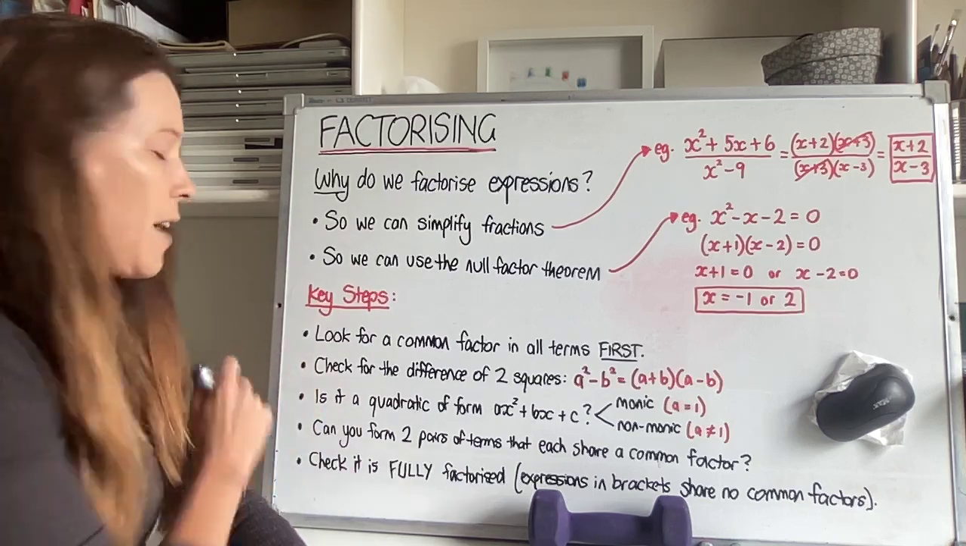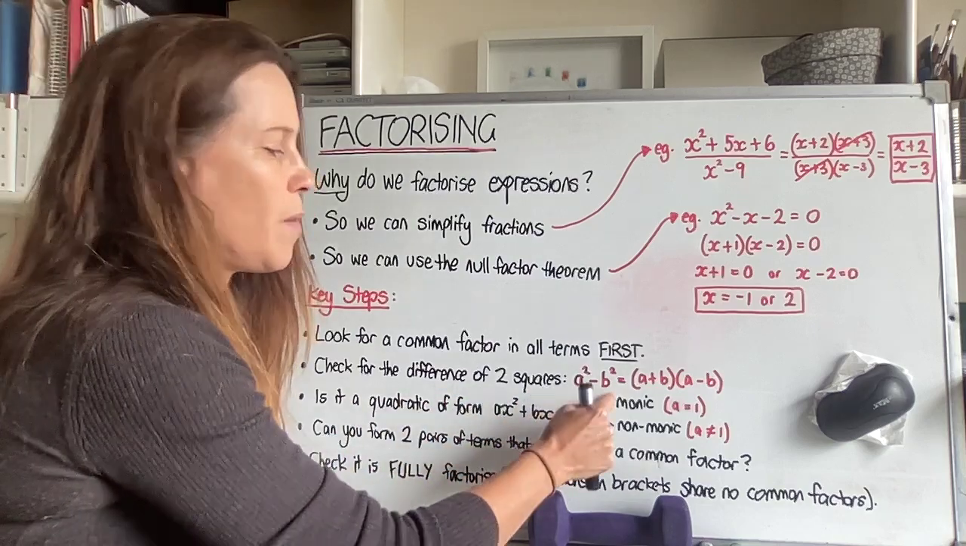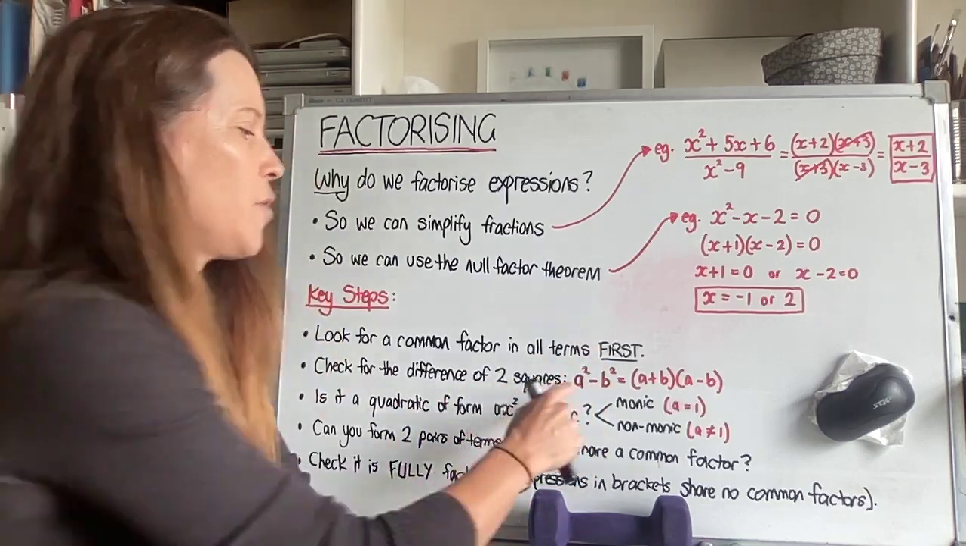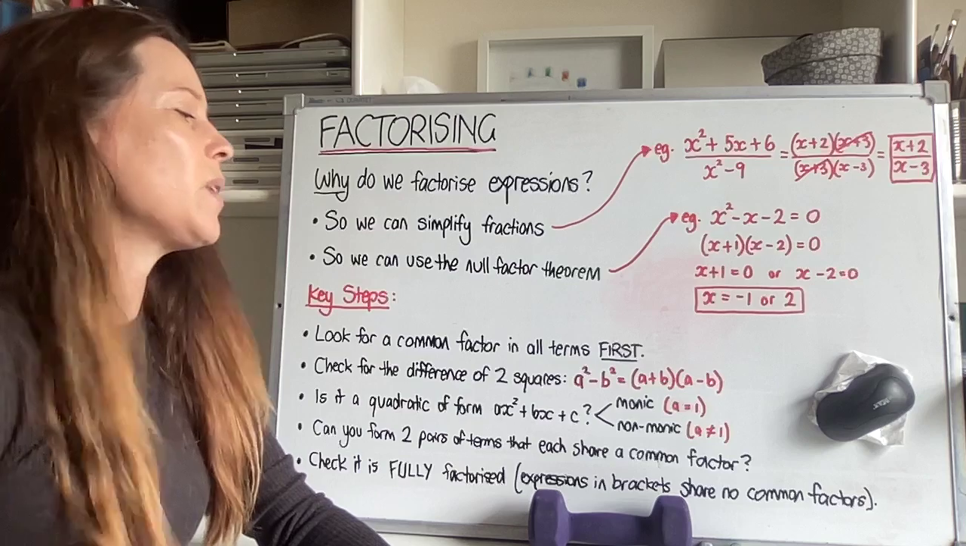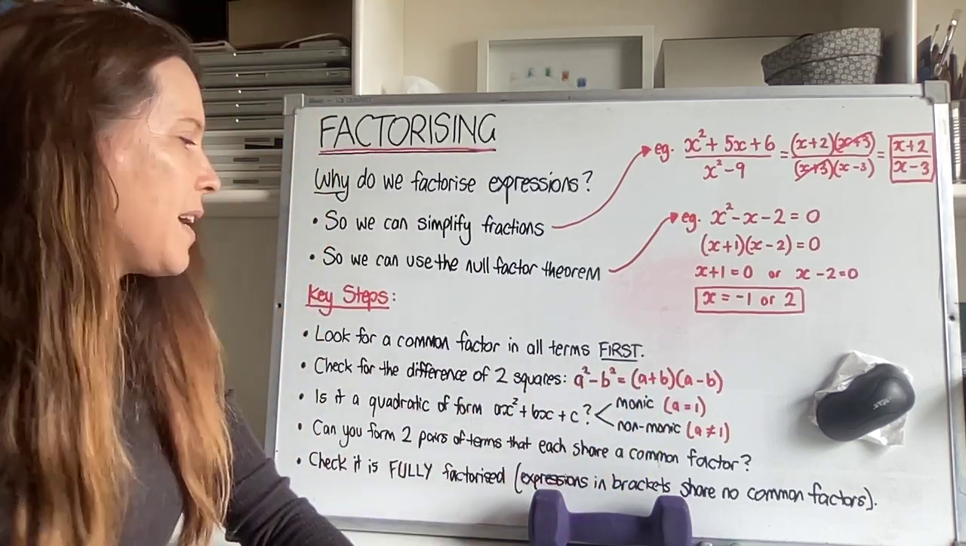So if you found that you don't have a common factor, all you really need to find the difference of two squares is one term minus another term. So if you have it in this form, a squared minus b squared, then we've learnt that that factorizes out as a plus b multiplied by a minus b.